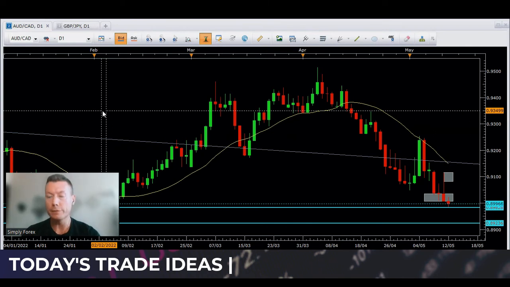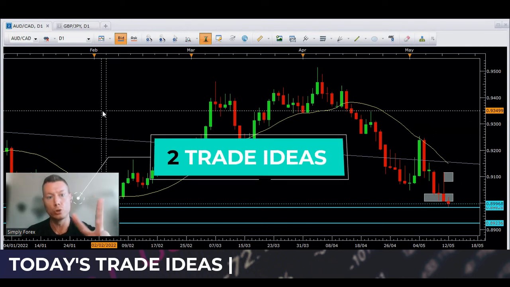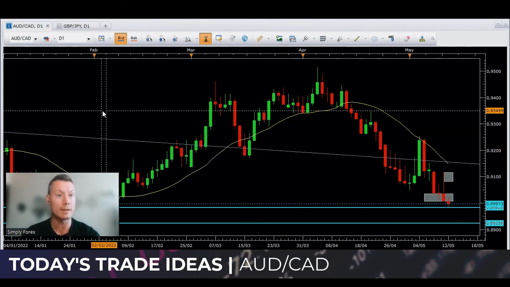Right, guys, so trades for Thursday the 12th of May. We've got 2 potential trades. The first one is this. This is the Aussie dollar against the Canadian dollar. We've been shorting this for a few days now, guys, and there's still no reason not to short it.